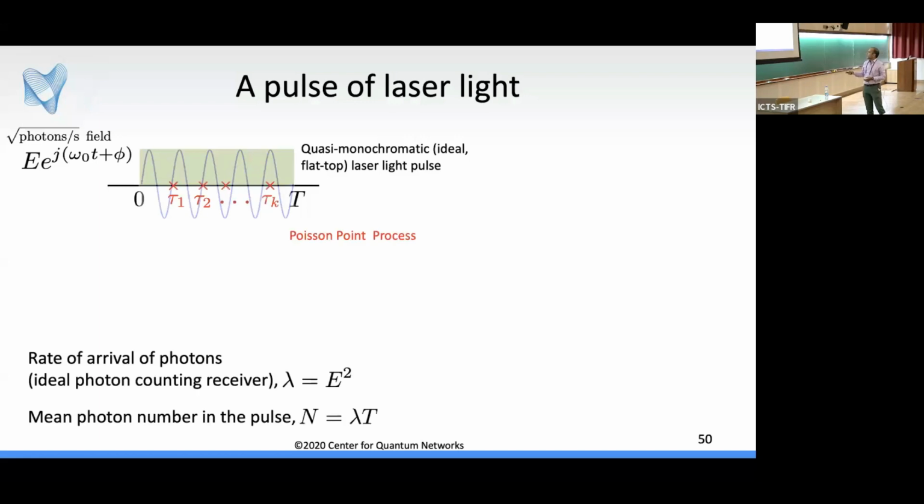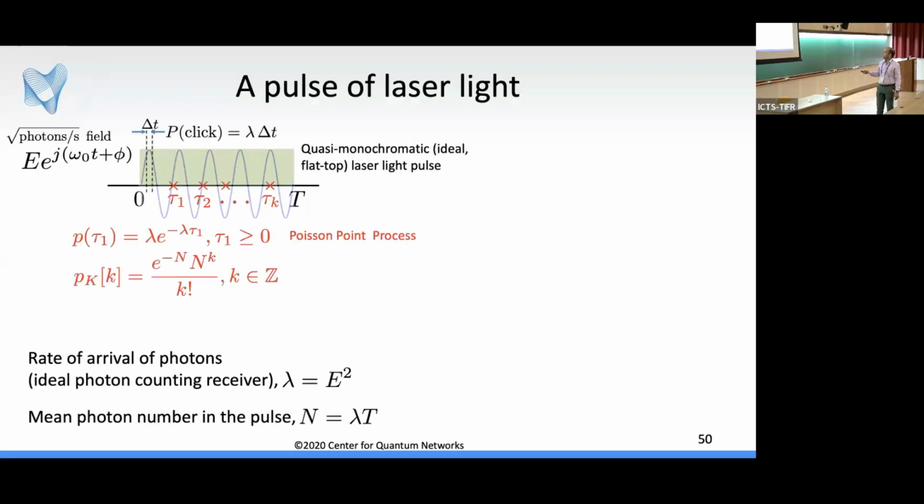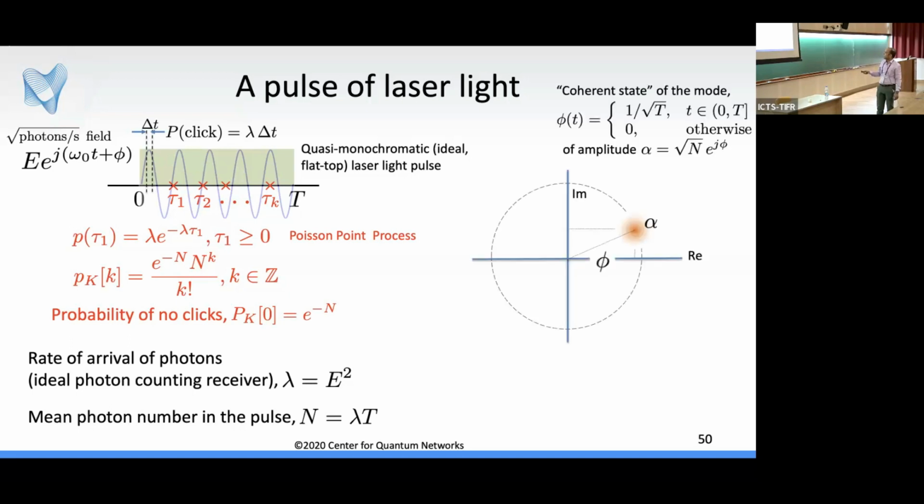Okay, so this slide we talked about yesterday, so I won't have to belabor the points. If you have an ideal laser pulse and feed it into a photon detector with infinite bandwidth, you get a Poisson point process. N is the mean photon number, alpha is the amplitude, and alpha is a complex number. If you detect with an ideal detector, you get a random variable that has a Poisson distribution with mean |alpha|².